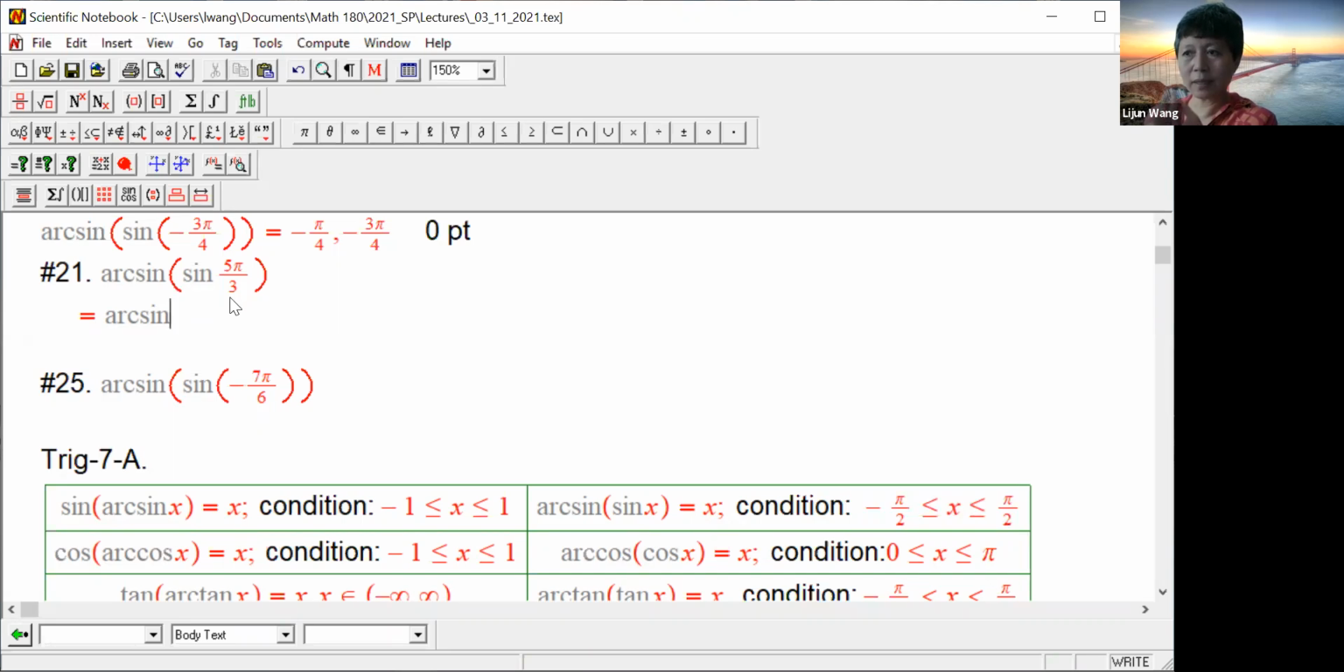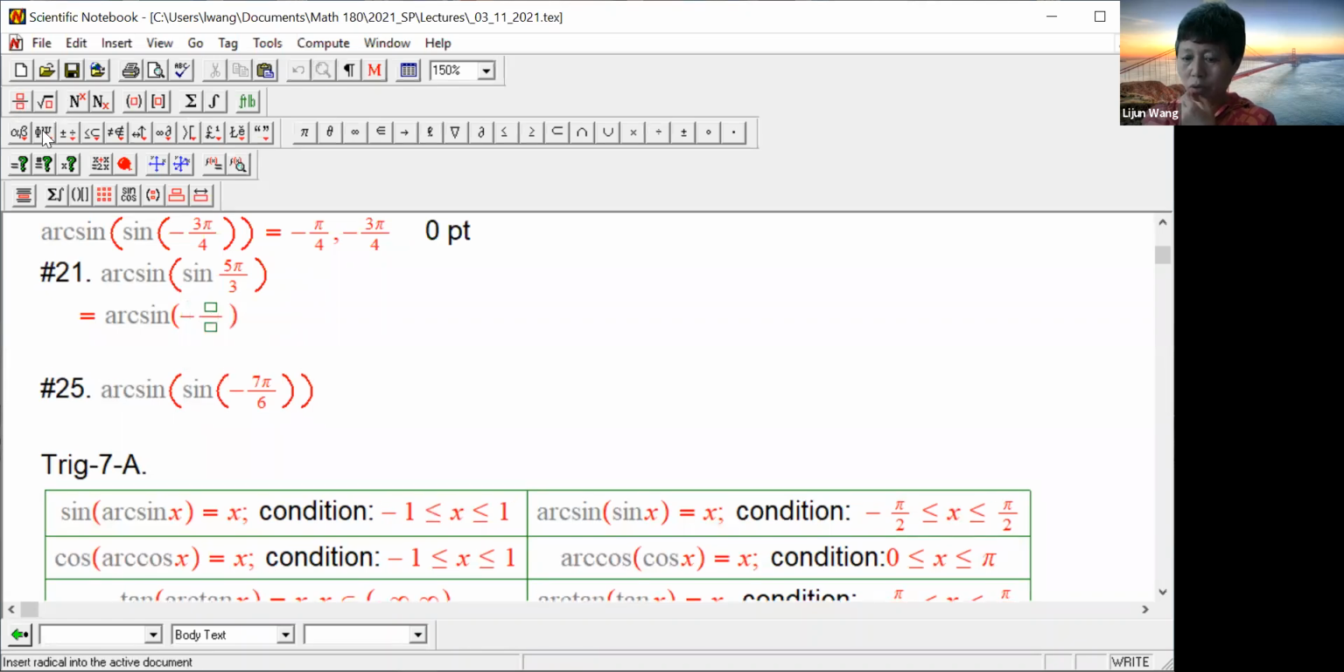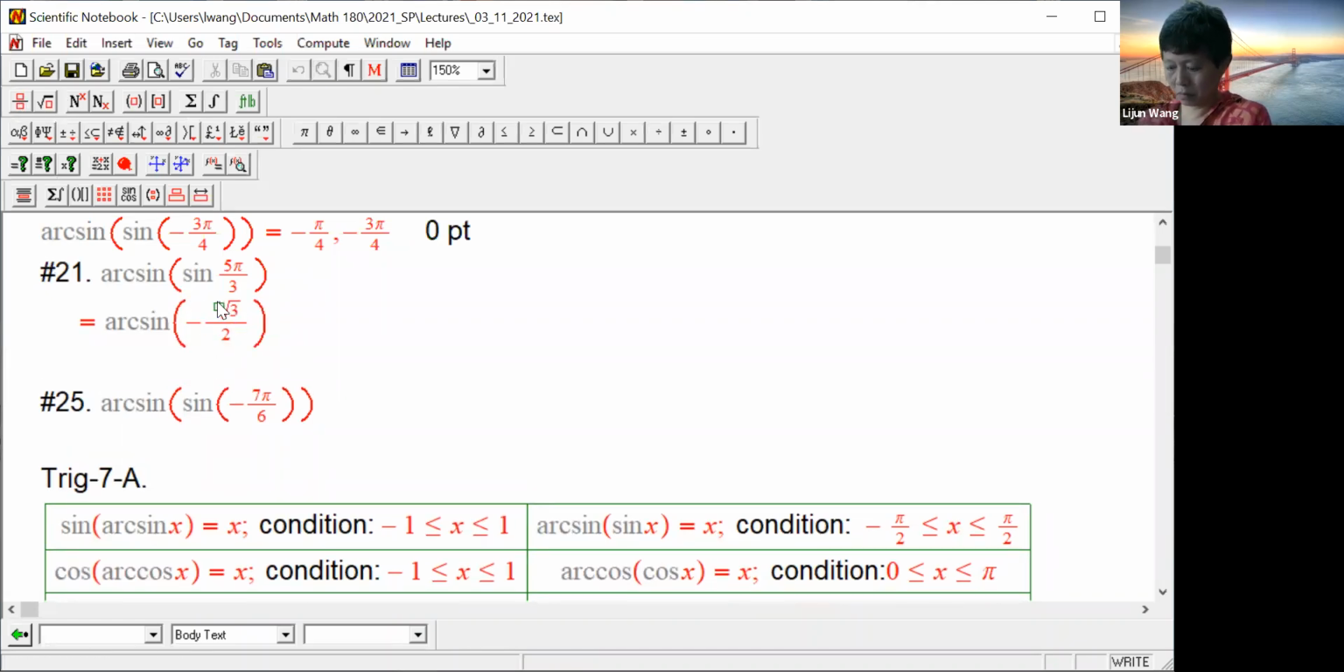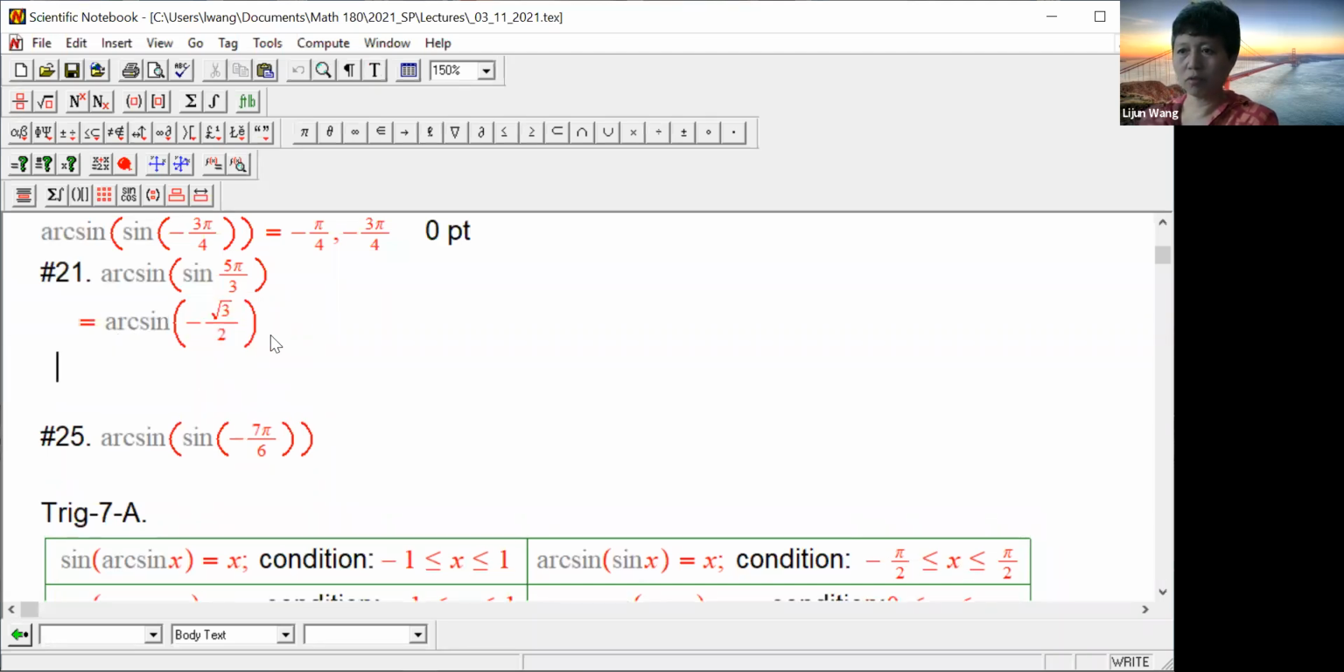What I was saying is that you apply the definition. The terminal is in the fourth quadrant. And what is the reference angle? The reference angle is pi over 3. And therefore, this equals what? Negative root 3 over 2, right? You're getting a negative ratio. And this quantity is in the domain of arc sine, which is between -1 and 1. And the answer for that would be negative pi over 3.